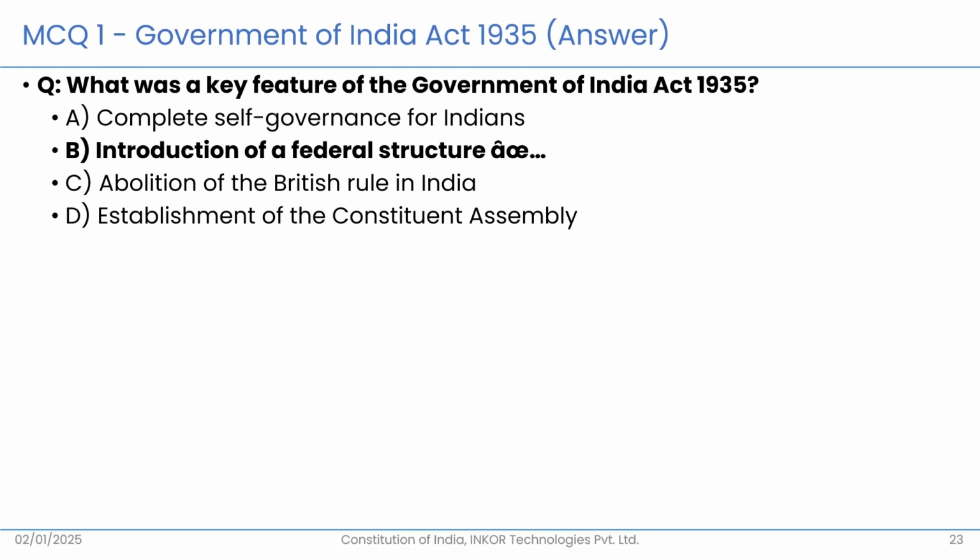The correct answer is B. Introduction of a federal structure. Checkmark. This act introduced provincial autonomy and direct elections, forming the basis for India's federal system.